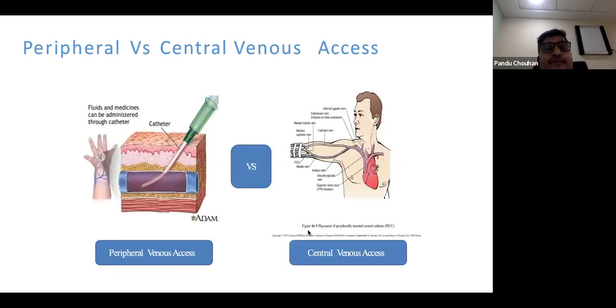So after preparation, how will we administer the TPN? Either by peripheral or central venous access. The central venous or peripheral venous access are defined by the presence of the tip. If the tip of the venous access is present in the superior vena cava, inferior vena cava, or right atrium, it will be called a central vein.